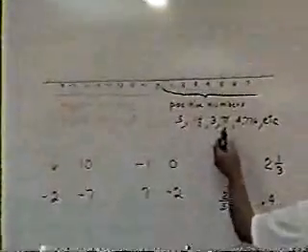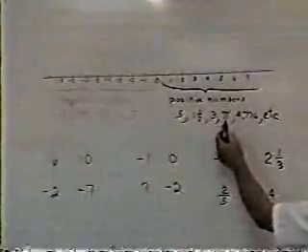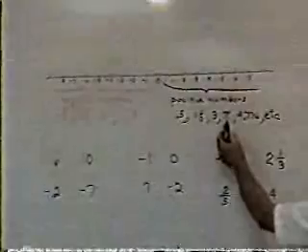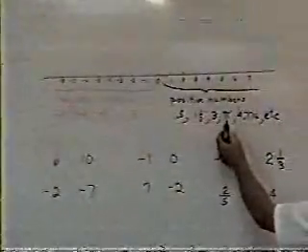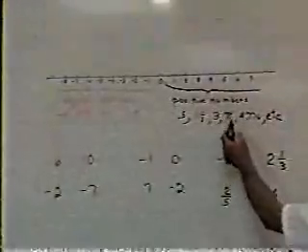Then we have what's called irrational numbers. The number pi you might be familiar with from some other math class. That's the number 3.14159. It goes on forever. So it's 3.14, so it's right in here a little after the 3.